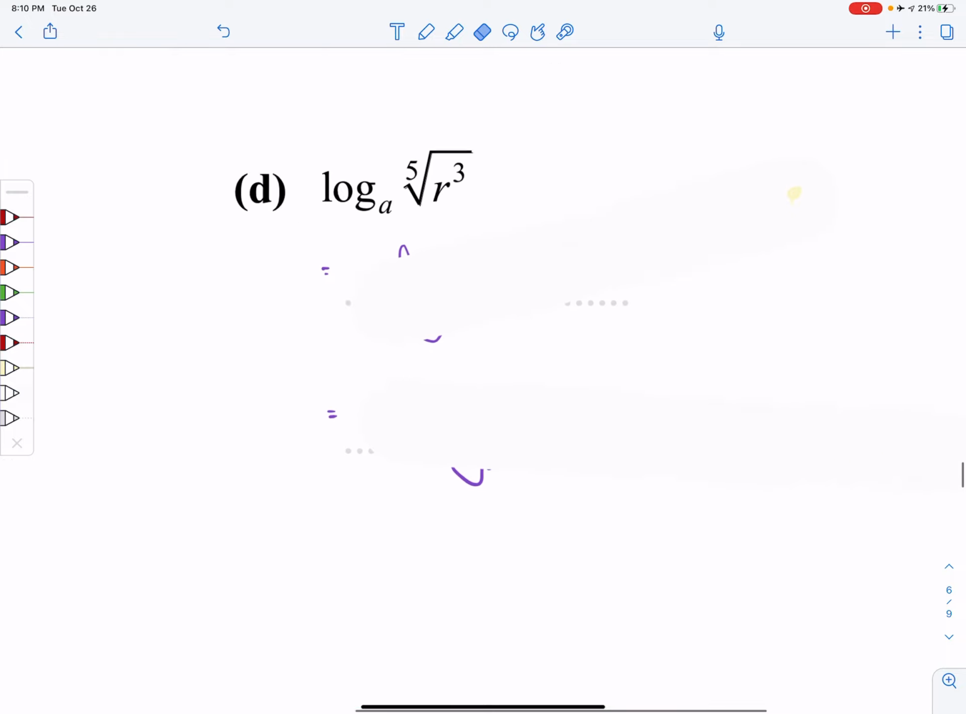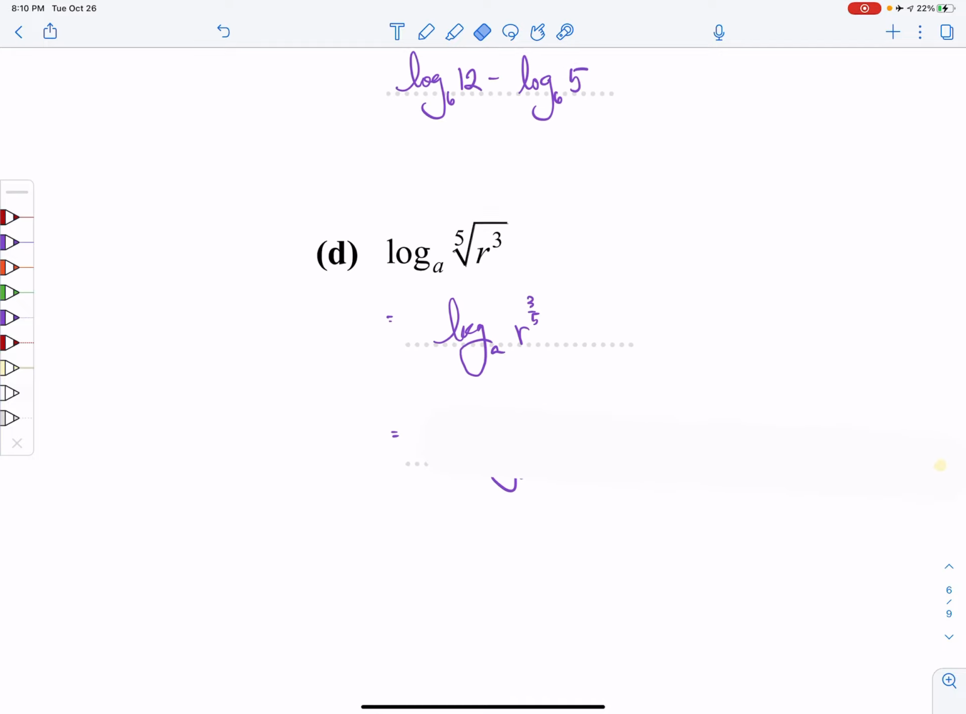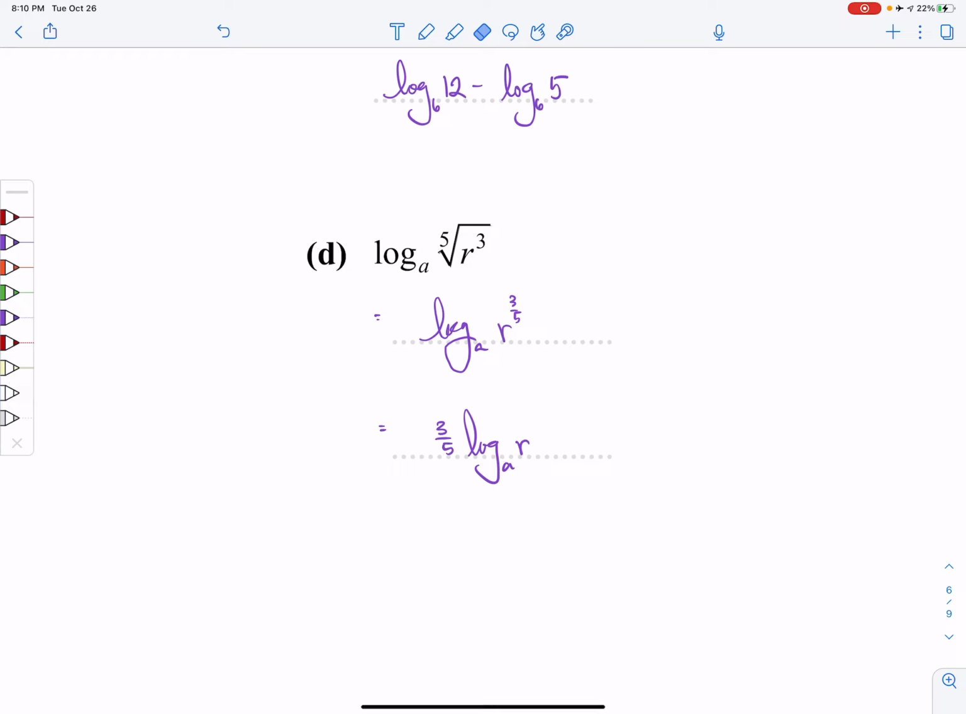Part D, we'll use the same rule, the root rule. The first thing I'm going to do, I'm not going to deal with the log. The first thing I'm going to do is rewrite my root as a fraction power. So this is going to be log base A of r raised to the 3/5 power. And remember, the root is the bottom number. The power is the top number. Well, now I can use my power rule again, and I can take my 3/5 out to the front by multiplication. So that'll be 3/5 times log base A of r.